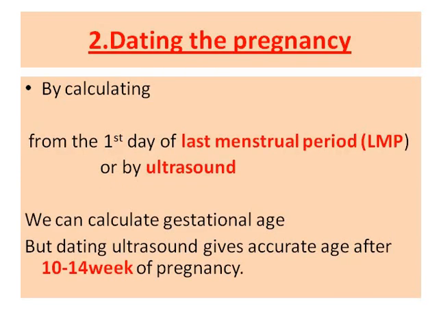Now, the next thing is, after you have confirmed that the female is pregnant, you have to date the pregnancy, calculate how much time has progressed. This is calculated by asking her for the first day of her last menstrual period, and if she doesn't know, we can do an ultrasound. But ultrasound is diagnostic in the 10 to 14th week of pregnancy.